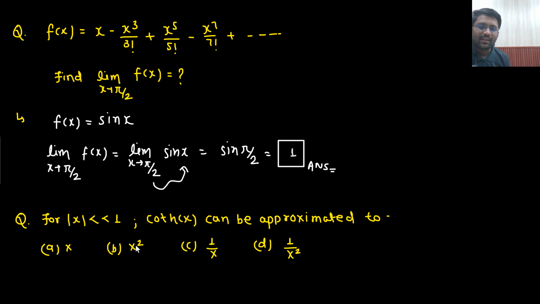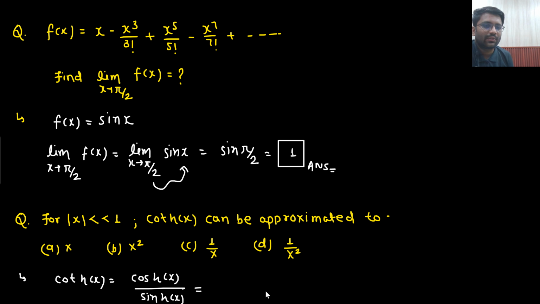Understandable? Now they are asking, for mod of x less than or equal to 1, coth x can be approximated to what value? What is coth x? First you need to find out what is coth x. Sir, what is the value of cot theta? Cot theta is nothing but cos theta divided by sin theta. So what will be coth x? That will be cosh x divided by sinh x.